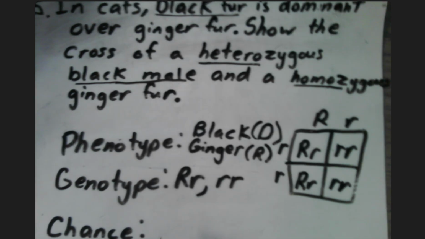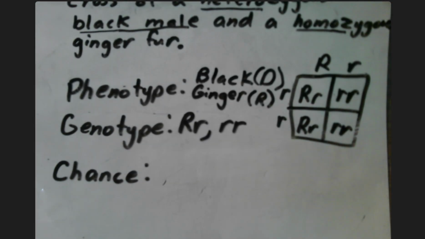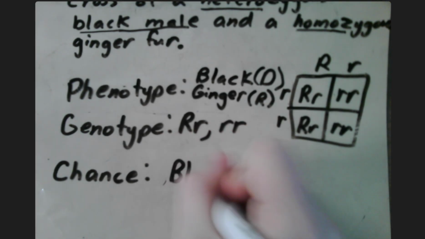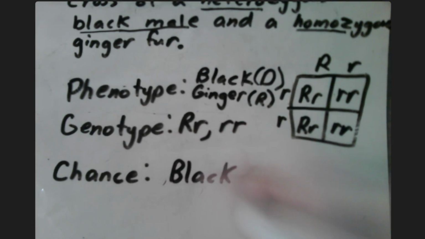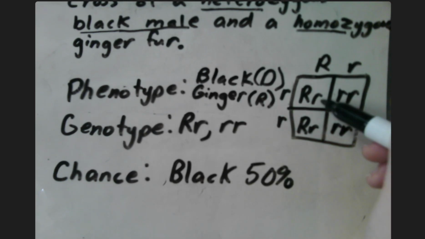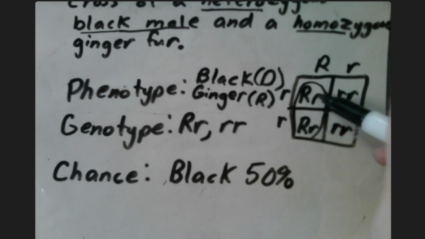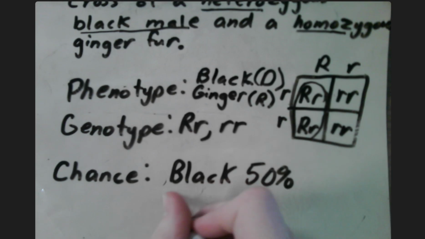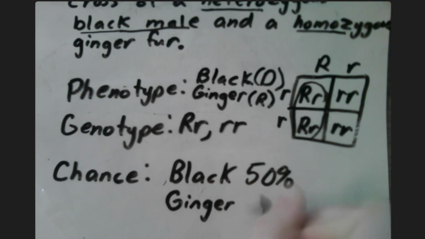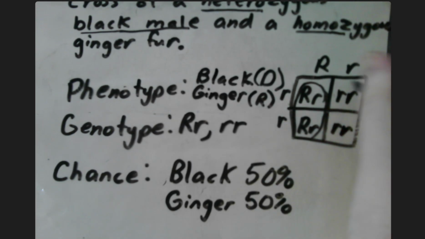Now let's look at our chances. Our chance for the offspring to have black fur is 50% because these two have a dominant trait. That dominant trait is black fur. And we also have 50% to get ginger fur, because these two are recessive.